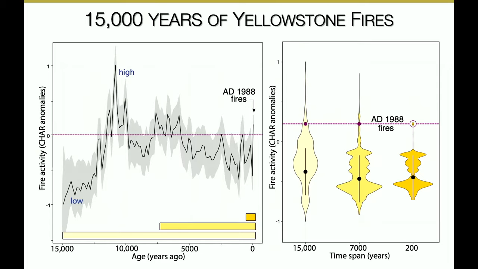You have to go back 15,000 years to see fires that are of that size and severity, based on the information that we have. So paleoecology lets you look under the hood a bit and see how processes play out over time. What's the natural variability on a longer time scale than you might be able to do in most ecological studies?